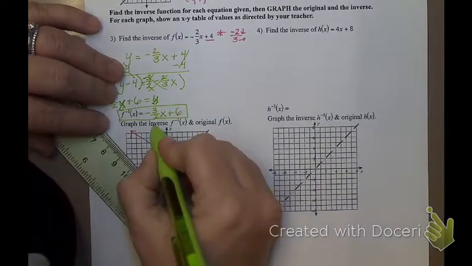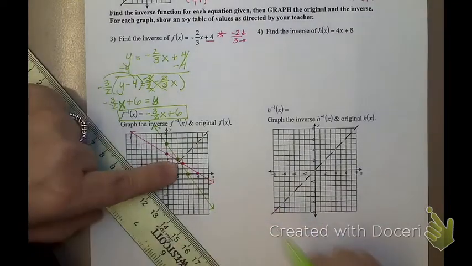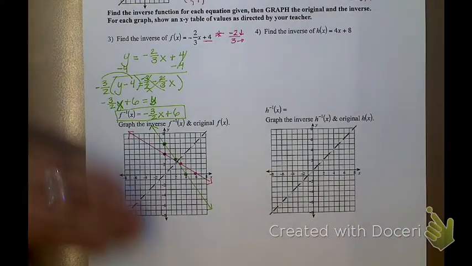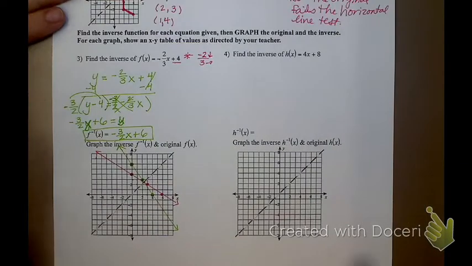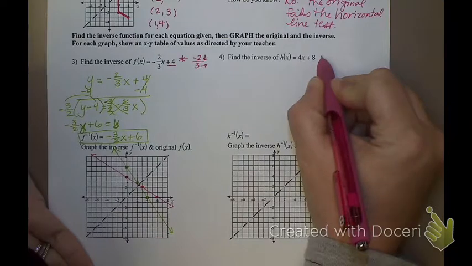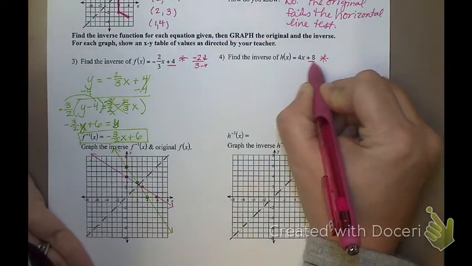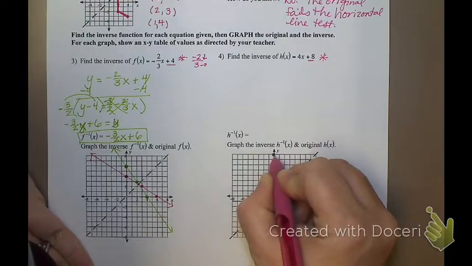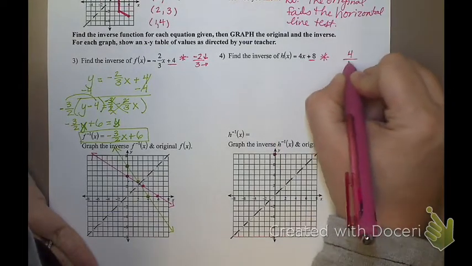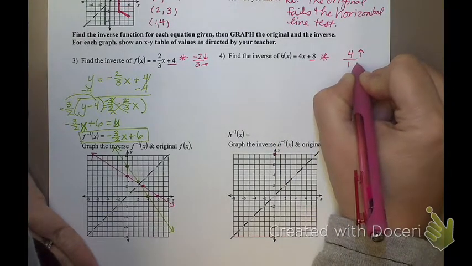And I draw my arrows on the end, and there is that intersection right there on that line y equals x. Okay? All right, same thing on the next problem. I'm going to start off by graphing the original one in pink. Y-intercept is 8, so I start all the way up there. My slope is 4, so that means 4 over 1, so I go up 4 and over 1.